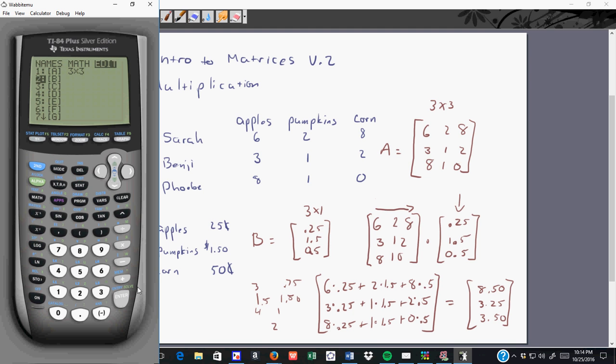And I'm going to go down and edit B and make it a 3 by 1. And so my values were 0.25, 1.5, and 0.5. And once again, I had to get out of here and then back in. So now I want to do A times B. When I do that, you can see you get the same thing: 8.5, 3.25, and 3.5. And that's it.